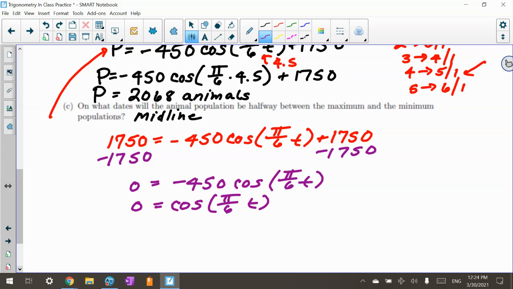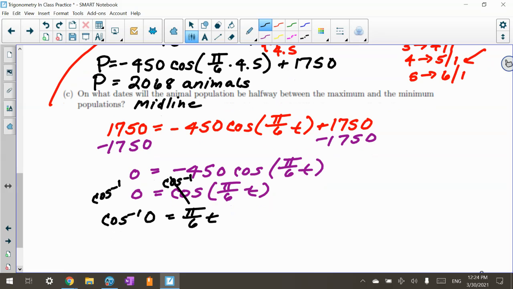Then, because I'm solving for t, which in this case is months, I'm going to do inverse cosine on both sides to get it out of there. That's the only way to undo that after all that normal math. So I have the inverse cosine of 0 equals pi over 6t. And thank goodness we learned that table, so I know that the angle 90 degrees, or pi over 2, is when my cosine is 0. So I'm going to put that in that spot.